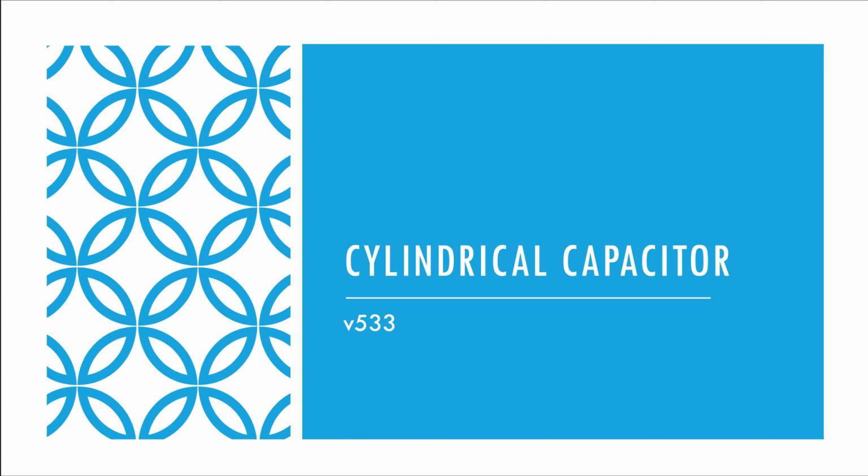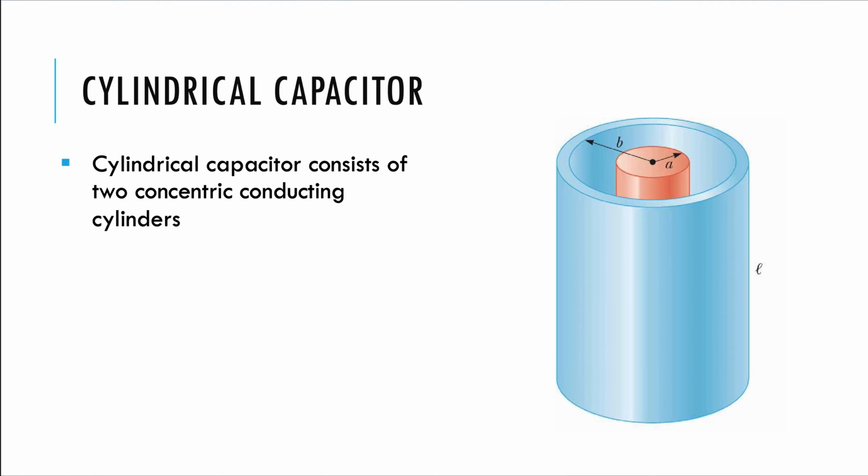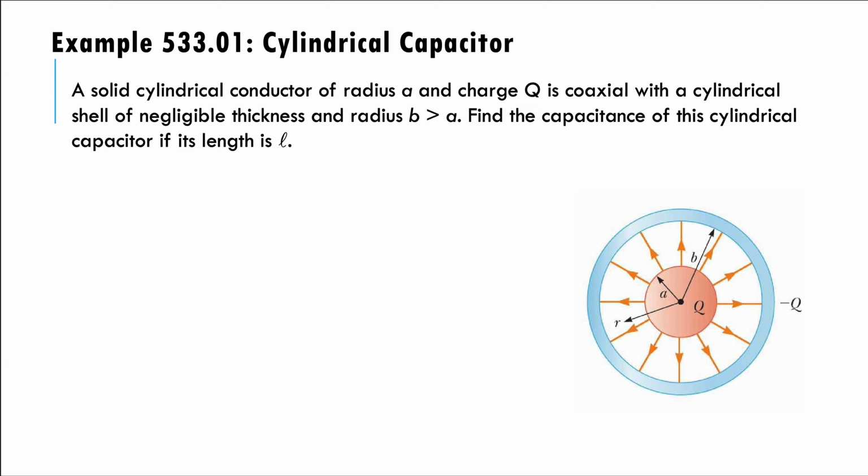Hey everyone, this is video 533. In this video, I'm going to go over how to find the capacitance of a cylindrical capacitor. A cylindrical capacitor consists of two concentric conducting cylinders. Just like the spherical capacitor, the inner cylinder can be hollow or solid. So let's take a look at how to find the capacitance of this capacitor.